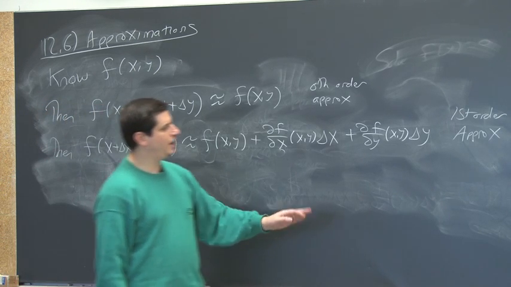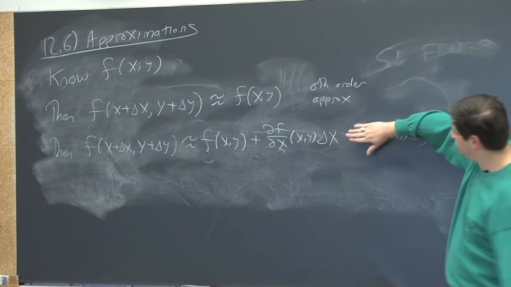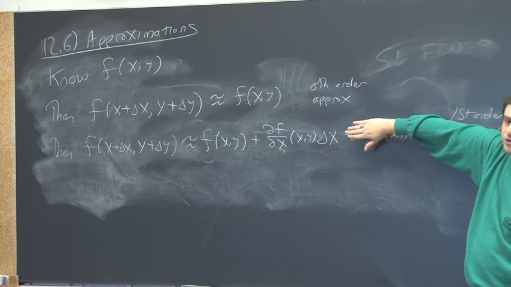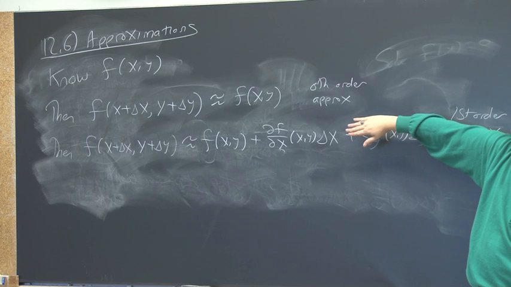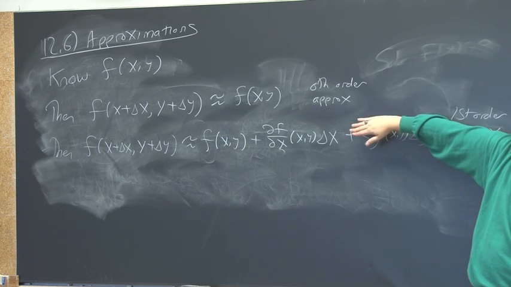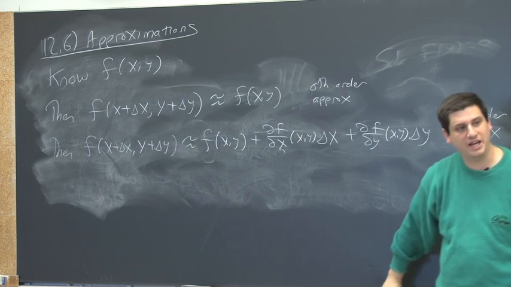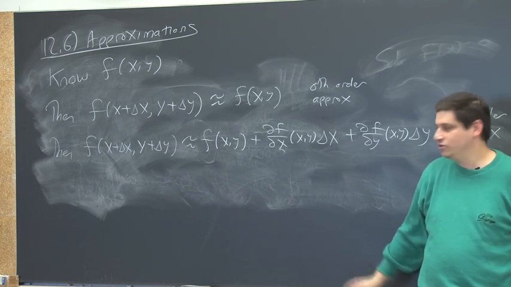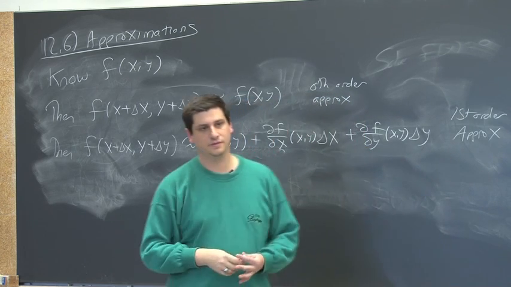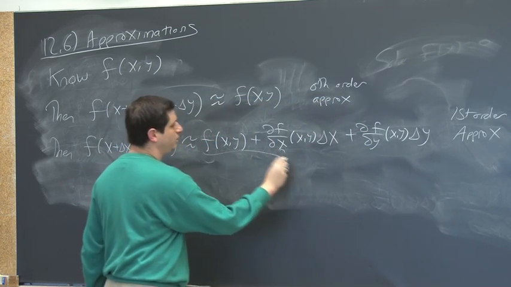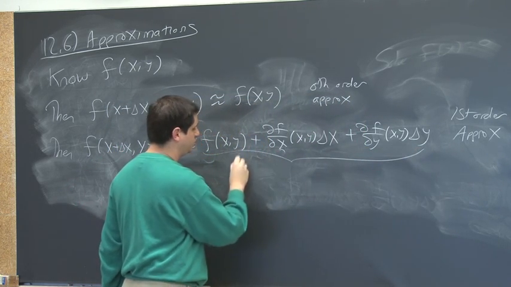If I were to cover up the df dy, if I just looked at this, what do those first two terms look like? What does that look like? Yeah, it looks like the tangent line approximation. So instead of the tangent line, this is the tangent plane. So what we're doing is we're approximating with the tangent plane.